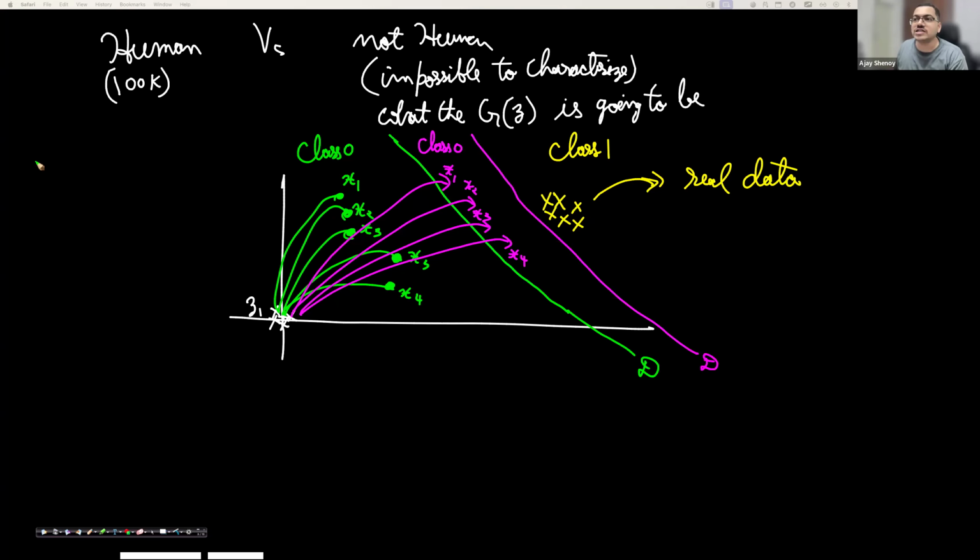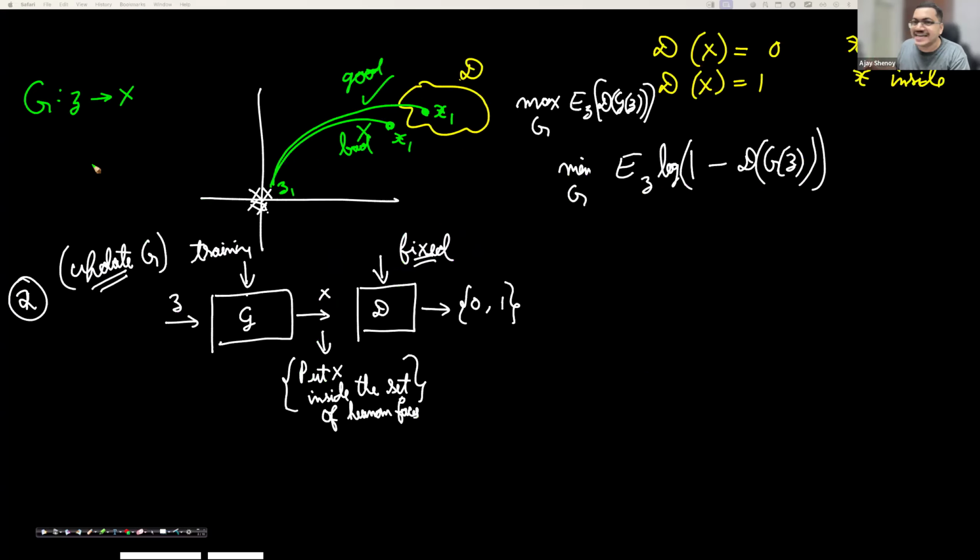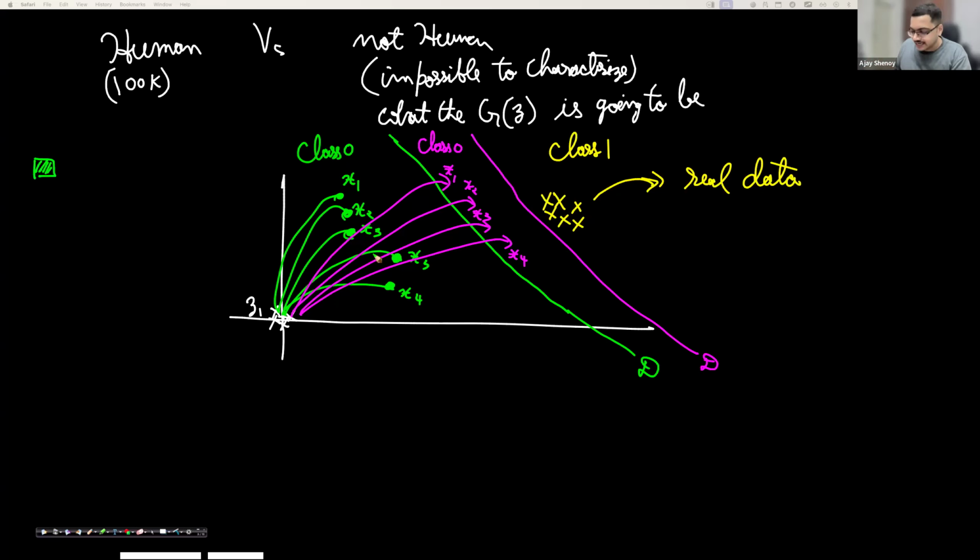Okay, so in my notation, Ajay, you said D is fixed, right? D is not fixed now. D was fixed alternately. D was fixed when I peeped into the boundary. Then I update D. Now again I keep D fixed and update G. So now what's going to happen? Now this is going to go further inside here.